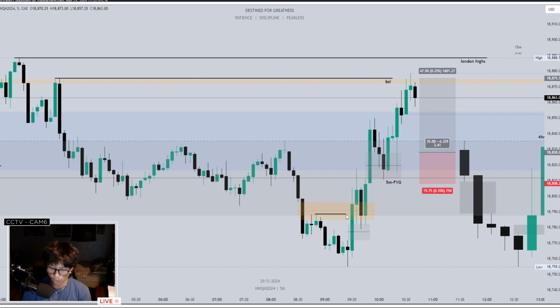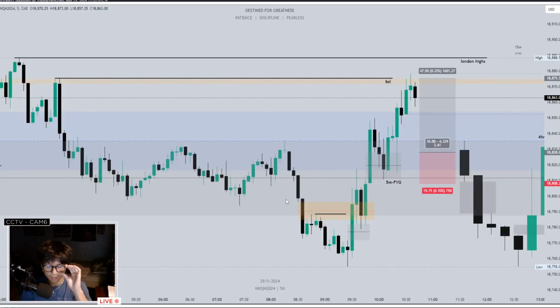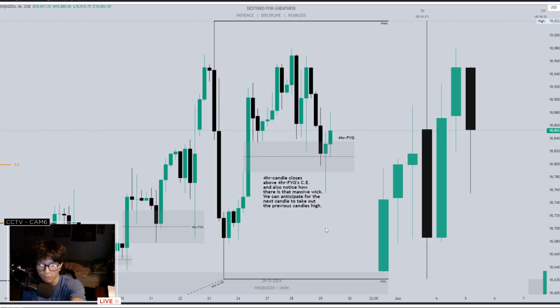And going back to our last point, ICT states that according to a market maker model, once the last stage of accumulation gets traded past, that would indicate a market structure shift. Usually the last stage of accumulation is a retracement into a fair value gap. So price is dipping lower. We tap into a new day opening gap. We're retracing lower. And keep in mind, we are retracing inside a 4-hour fair value gap, right?